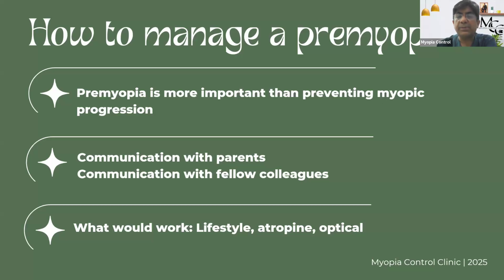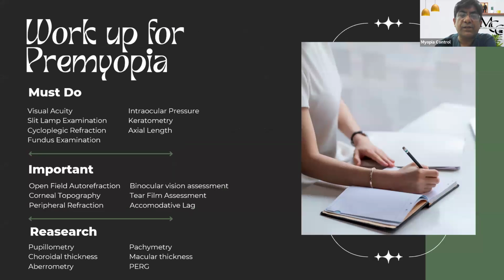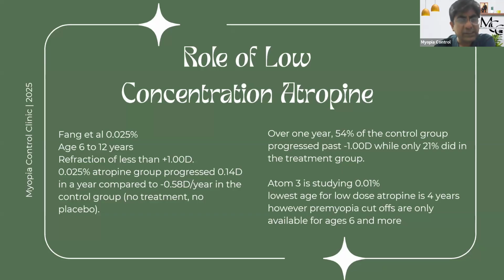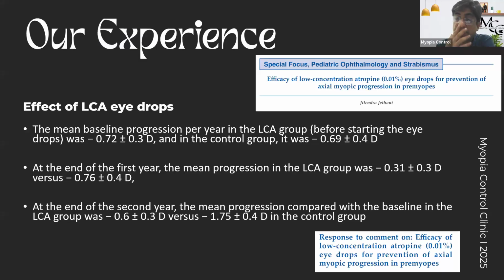And how to manage a pre-myope, obviously, we have to talk a lot about lifestyle. And this is what we talked about, more and more lifestyle modification plans. This is all very similar to the chapter 2 class on what are must do, what are important, and what are research based activities. Yes, we have ourselves used low concentration atropine. This was something we published in 2022.